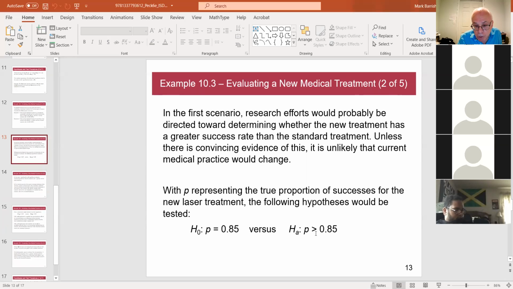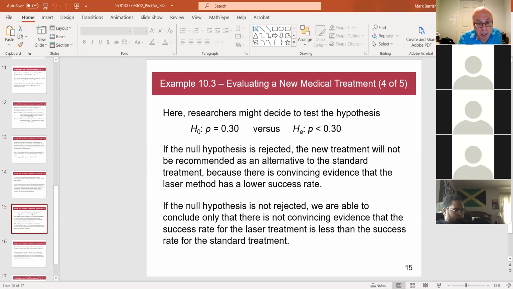This is a right tail test because the alternative hypothesis is P is greater than. Notice that we're looking at proportions here. The null hypothesis is that the proportion of successes for a new laser treatment is probably 85%, so it's 0.85. And a new researcher is claiming that the new laser treatment is better than that, greater than 0.85 or 85%, so it does a better job. That's the alternative hypothesis, that P is greater than 0.85, and that's called a right tail test.